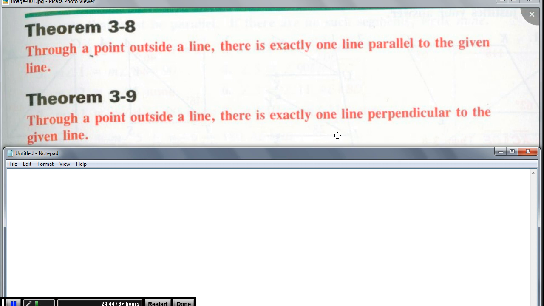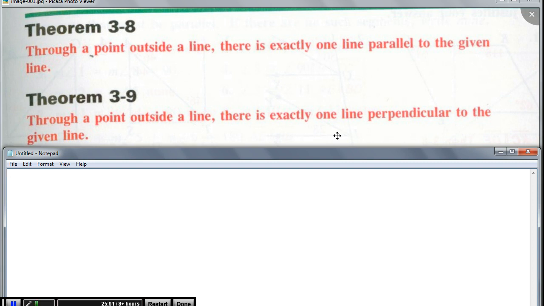I want you to know these theorems. We're not going to be proving them, okay? We may come back to these later, like in other chapters. You don't have to write them down; they're in the book. Because of time, let's just take a look at them.